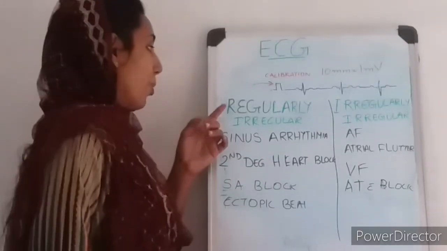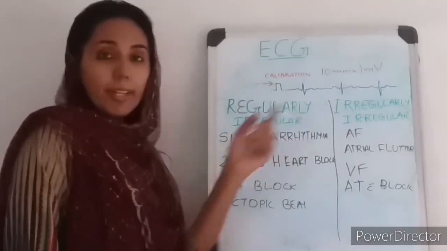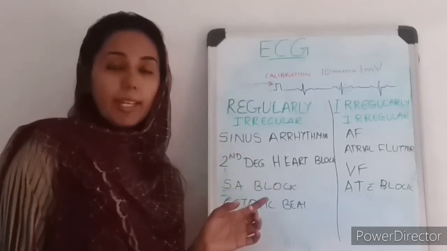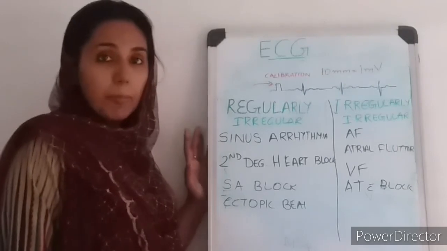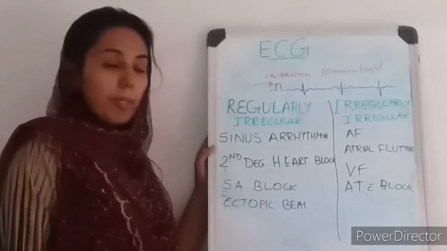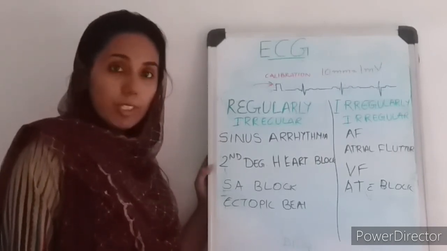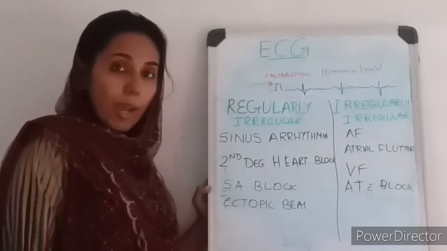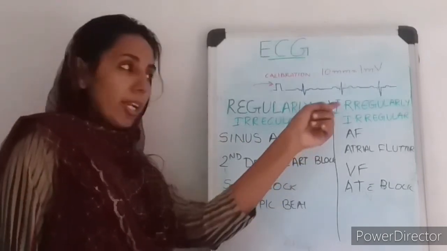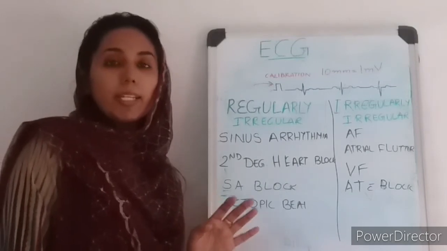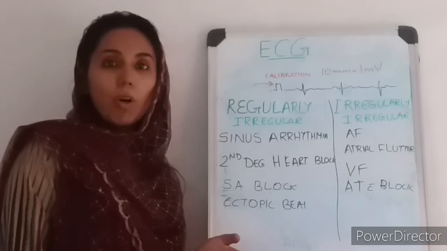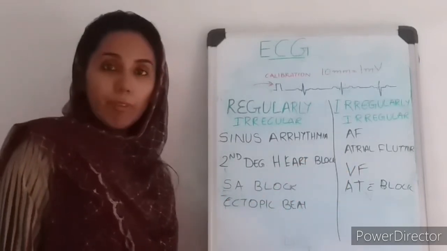Now let us discuss regularly irregular rhythm and irregularly irregular rhythm. Medical undergraduates, NEET aspirants, all please know this very carefully because many questions can be asked here. Regularly irregular is seen in physiological sinus arrhythmias, then pathological conditions like second degree heart block, sinoatrial block, ectopic beats, etc. Whereas you get an irregularly irregular rhythm in atrial fibrillation, atrial flutter, atrial tachycardia with block, and also in ventricular fibrillation.